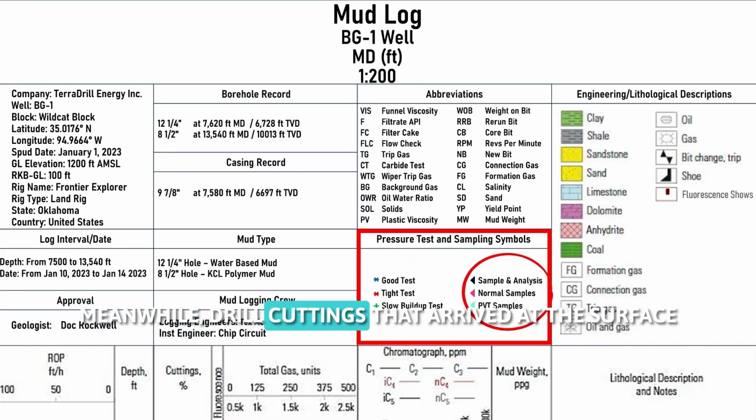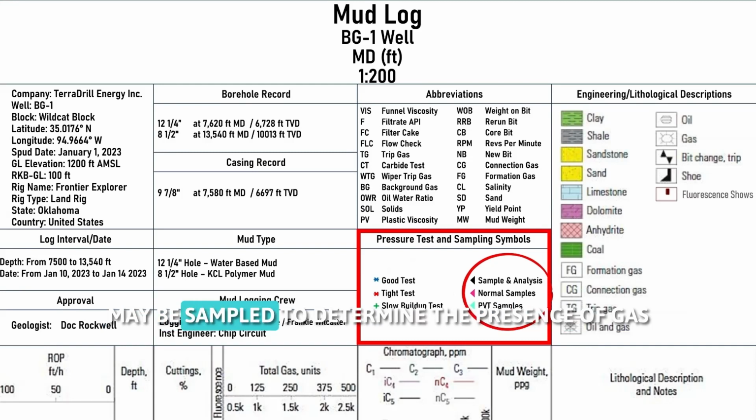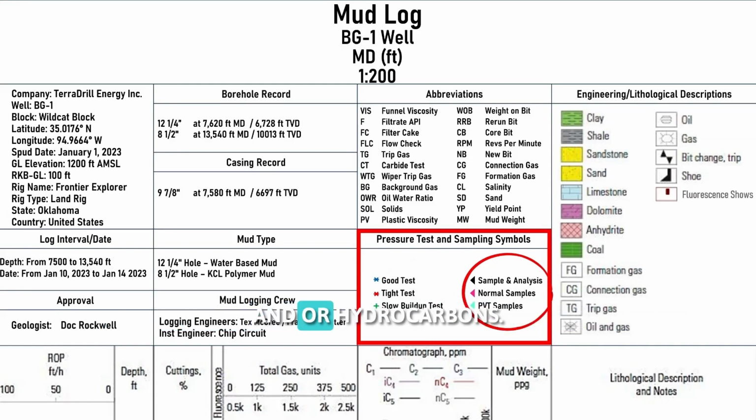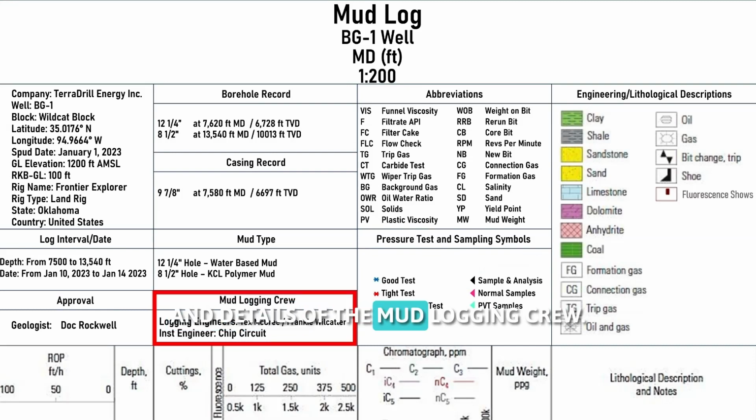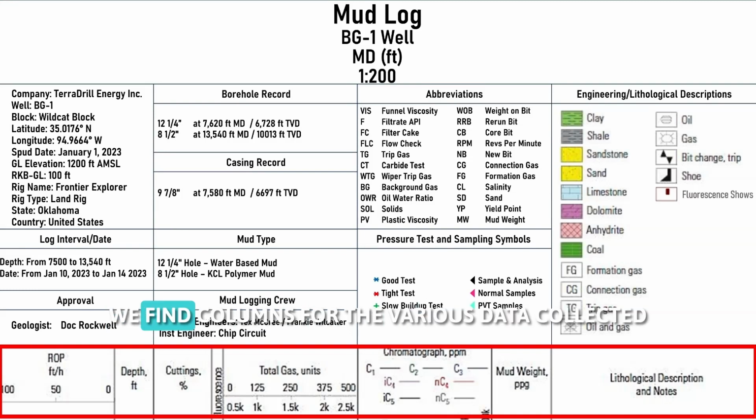Meanwhile, drilled cuttings that arrived at the surface may be sampled to determine the presence of gas and/or hydrocarbons. The depth at which cuttings were sampled is normally marked using the sampling symbols. Information on the geologists that have reviewed and approved the mud log, and details of the mud logging crew. Below these subheaders, we find columns for the various data collected during the mud logging operation.